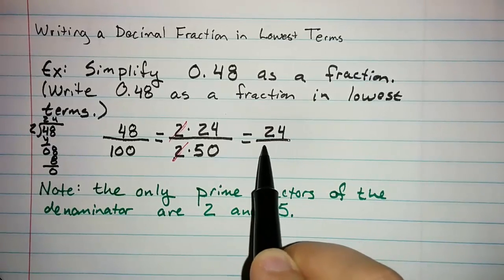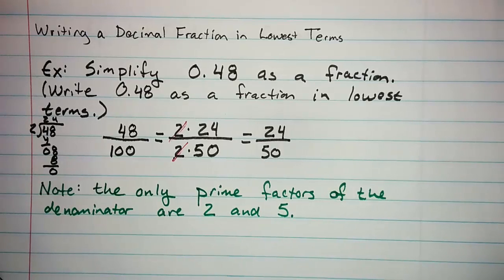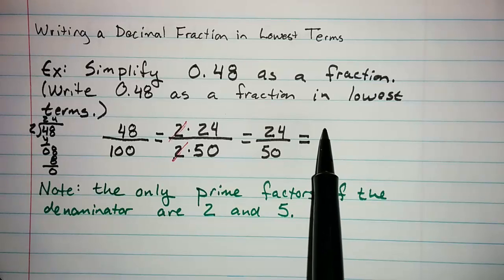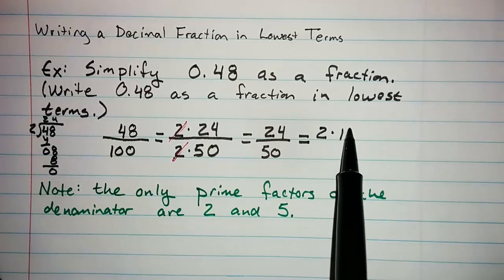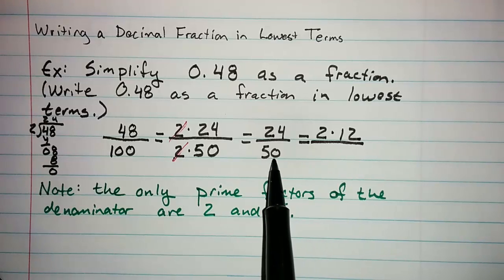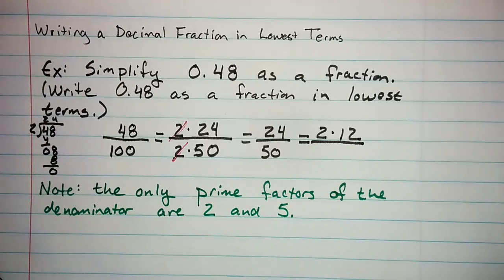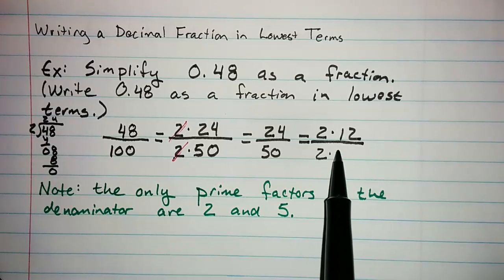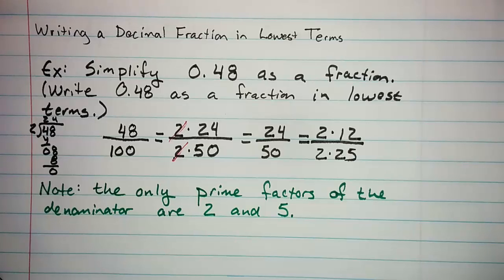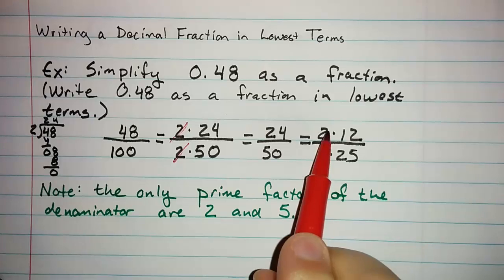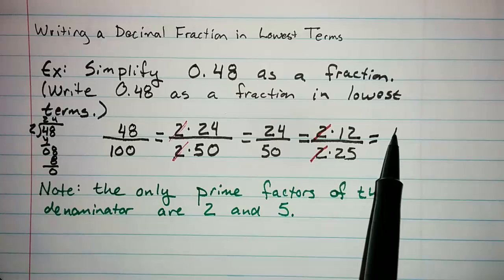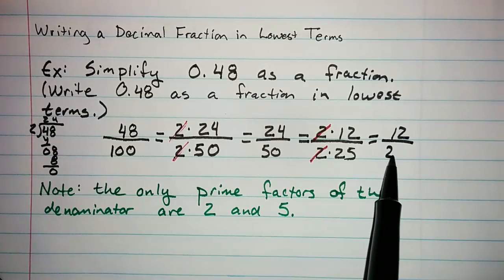24 fiftieths. 24 is still an even number. We could write out the division, but 24 is 2 times 12. 50 is still an even number. 50 is 2 times 25. We could write out either one of those division problems if we liked. Again, we can cancel the common 2, and we're left with 12 25ths.